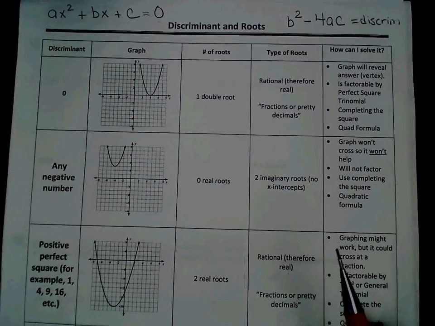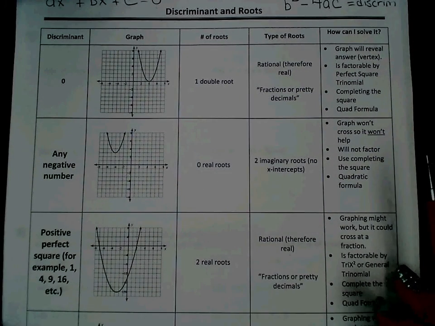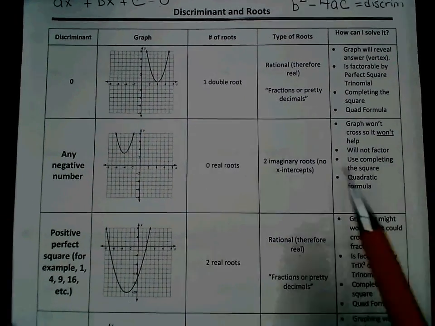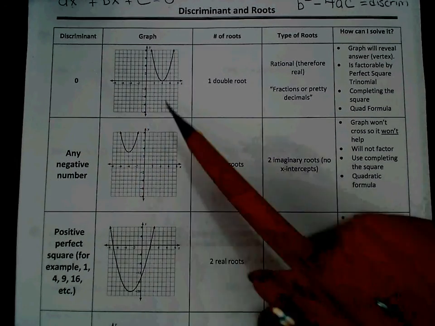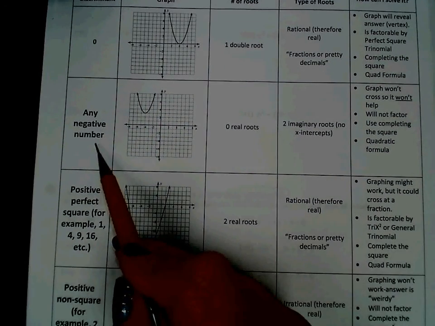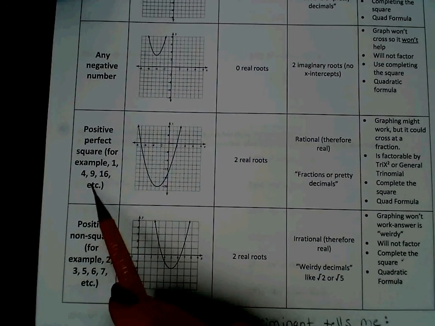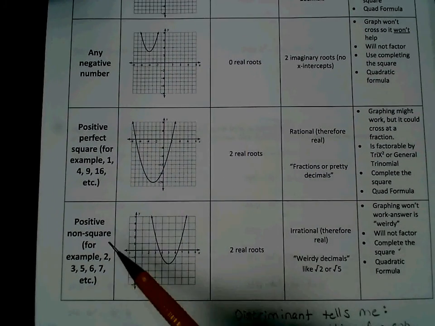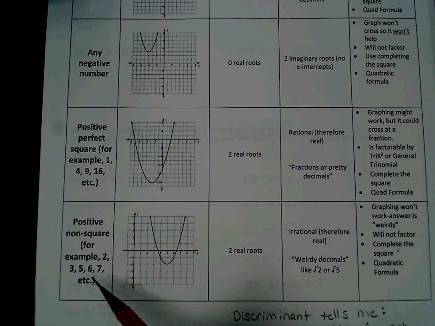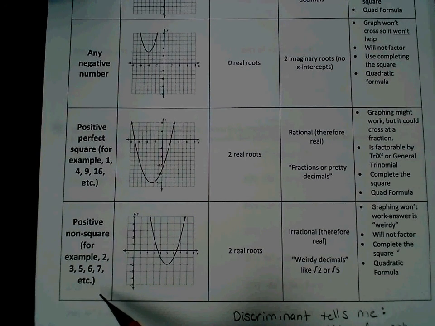When you find the discriminant, it will fall in one of four categories. It will be 0, it will be negative, it will be a positive perfect square, and I give you examples: 1, 4, 9, 16, 25, 36, 49, 64, 81, 100, 121, 144, you get the gist. Or a positive non-square, like 2, 3, 5, 6, 7, 8, 10, 11, 12, 13, 14, 15, etc.